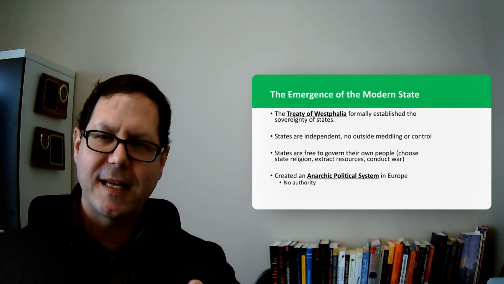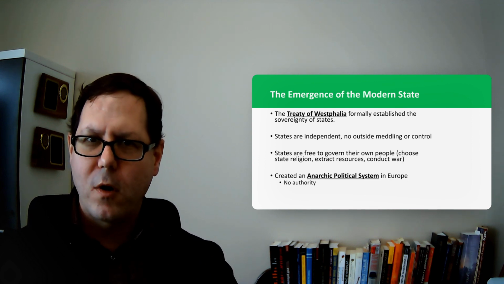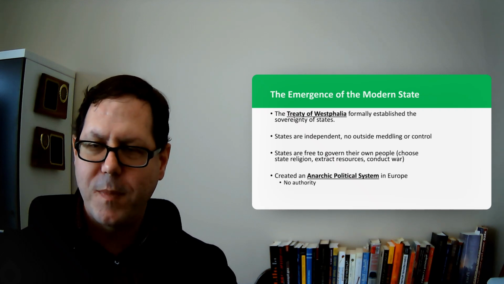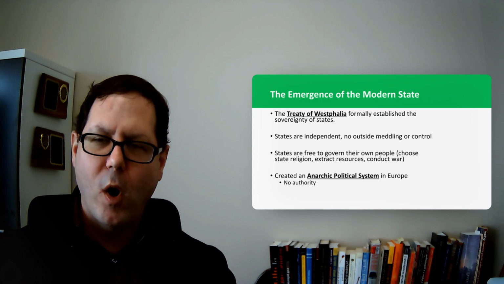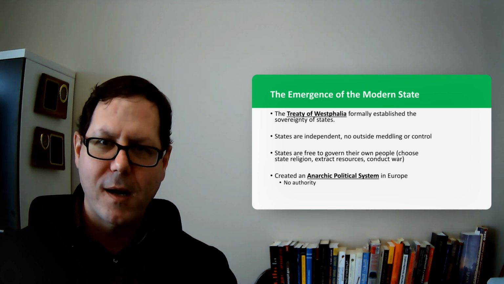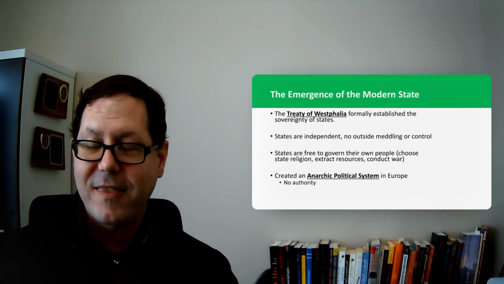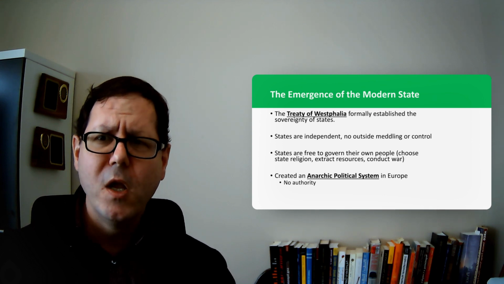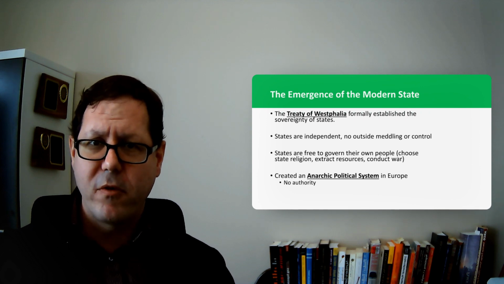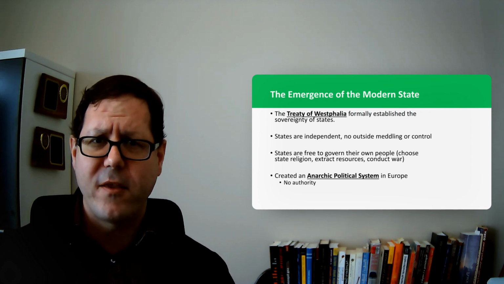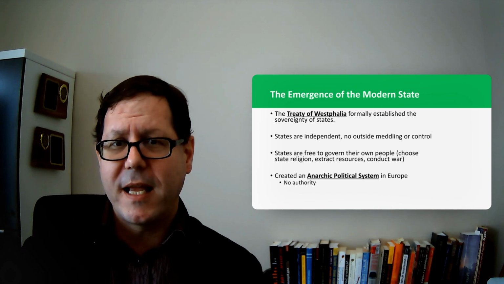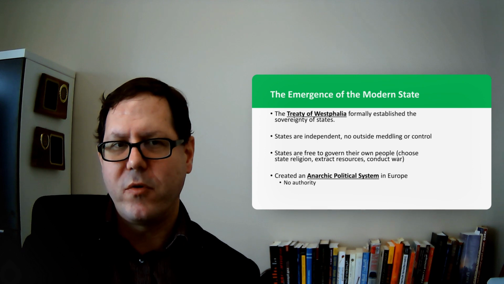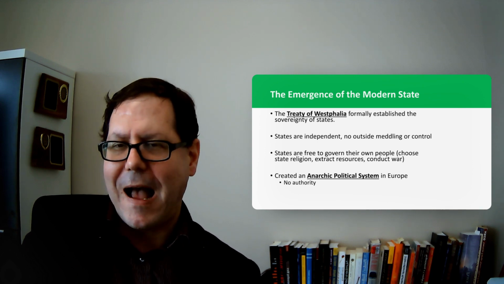The Catholic Church doesn't get to determine how your population will worship. If you want your population to be Catholic, they shall be Catholic. If you want your population to be Protestant, they shall be Protestant. And it's not anything that the Habsburgs have a say over, and it's not anything that the Catholic Church has a say over. So states are given the authority, or recognized in their authority, to govern their people as they choose, to extract resources, to conduct war, and they don't have to listen to the Roman Catholic Church in terms of how that is done, right?